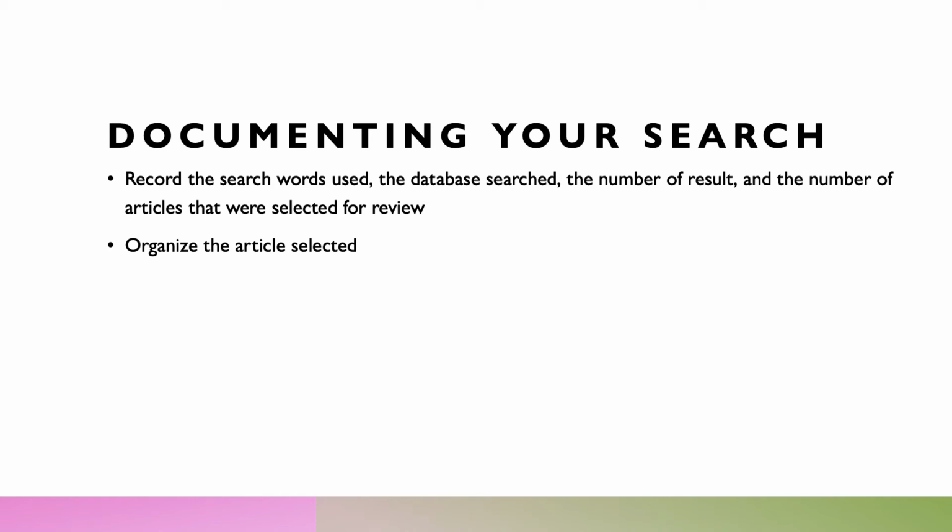Then you want to organize the articles selected. And there are two main ways I would suggest you do that. One is by methodology. What research methods did they use? Was it qualitative or quantitative? And then were there specific methods within that? For example, was it a clinical trial or was it a small study at just one facility? And then the other way is by theme. And you will recognize the themes as you start reading through the articles.